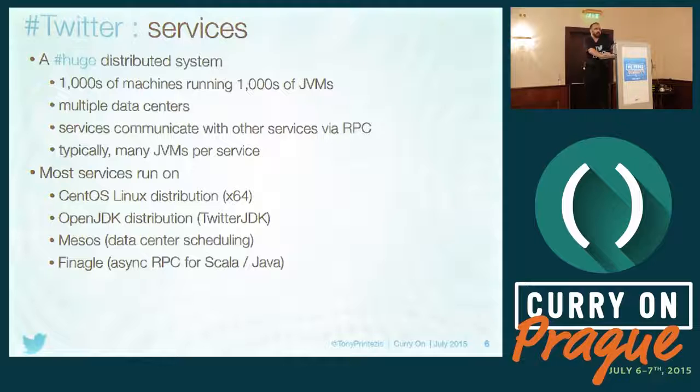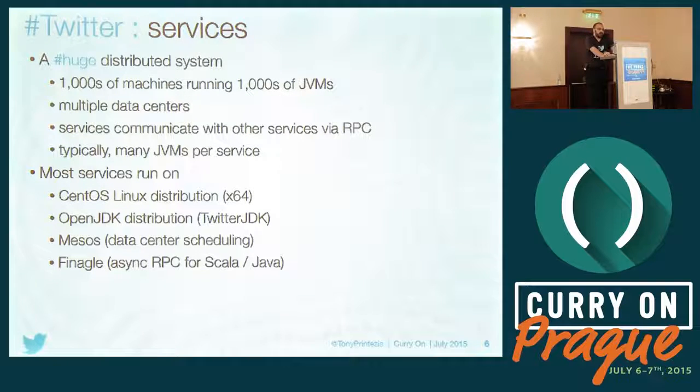Most services run on CentOS Linux distribution. On x64, that's the main platform that we run on. It's our own distribution, so basically we have a kernel team that builds it and releases it. We run on top of an OpenJDK distribution called Twitter JDK. I referred to that before. That's what my team does.